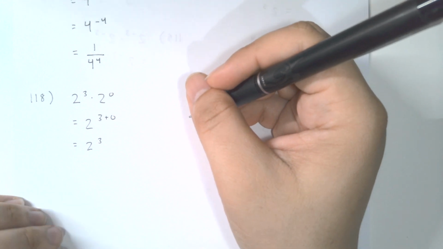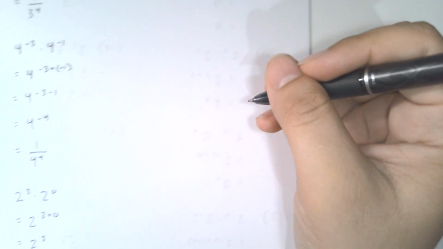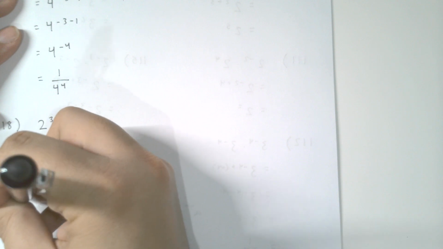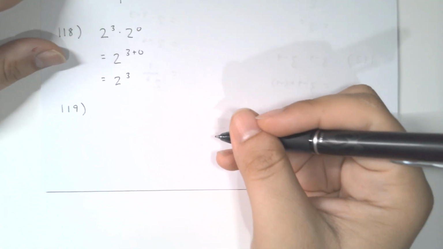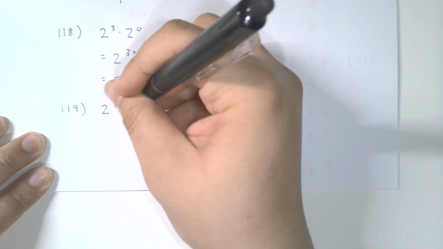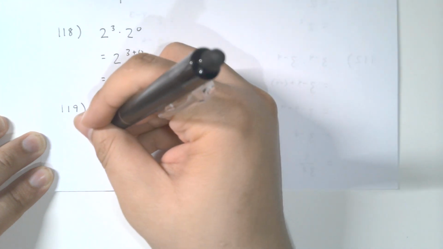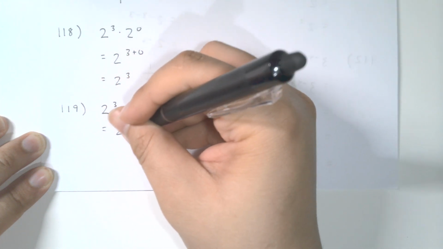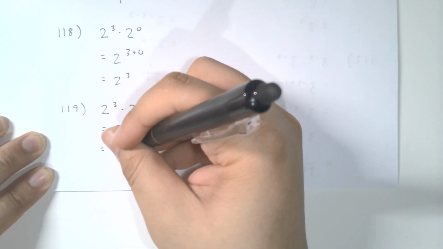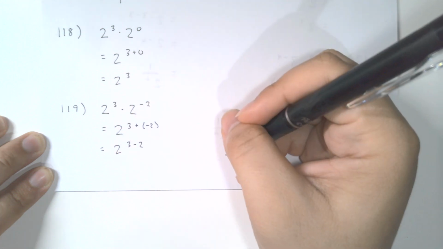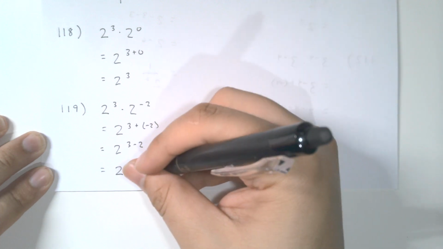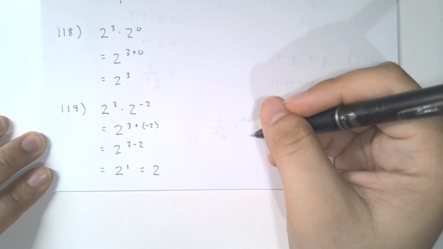So let's look at number 119. We have 2 to the power of 3 times 2 to the negative 2nd. This is equal to 2 to the 3rd plus negative 2, which is equal to 2 to the power of 3 minus 2, which is equal to 2 to the 1st. And of course, we don't need to write to the 1st power. We can just write that as 2.